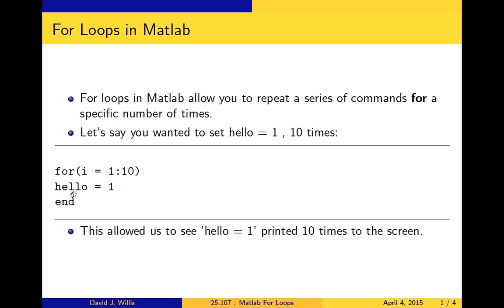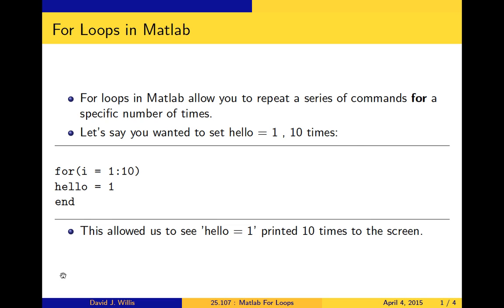It's going to keep on going until i equals 10. It's going to go hello 1, end. And it's going to go back up here and say, is i equal to 11 possible? And it's going to say no, it's not, because i goes from 1 to 10. So it's going to stop and continue on with the remaining code underneath.